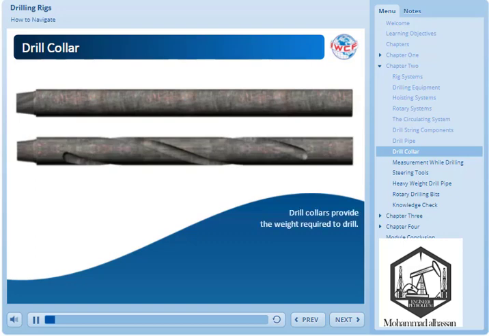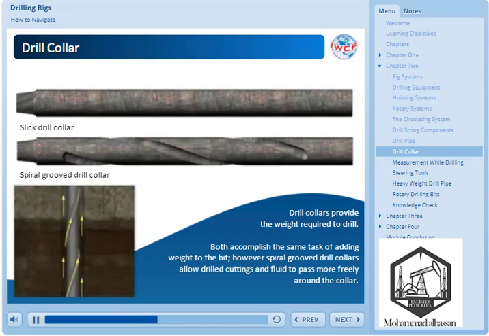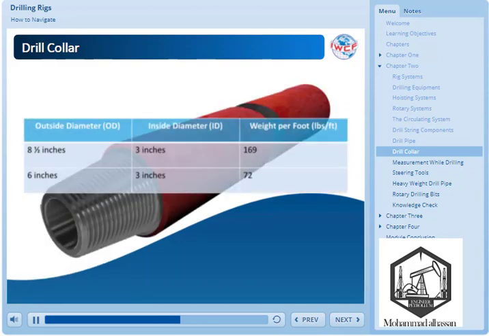Drill collars provide the weight required to drill. There are 2 main types of drill collars, slick and spiral grooved. Both accomplish the same task of adding weight to the bit. However, spiral grooved drill collars help to prevent the drill string from getting stuck in the hole by allowing drilled cuttings and fluid to pass more freely around the collar. Typical sizes can be seen on the table shown here.